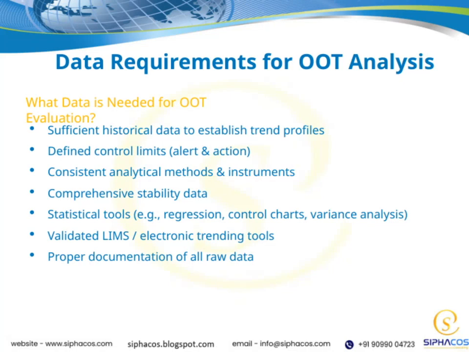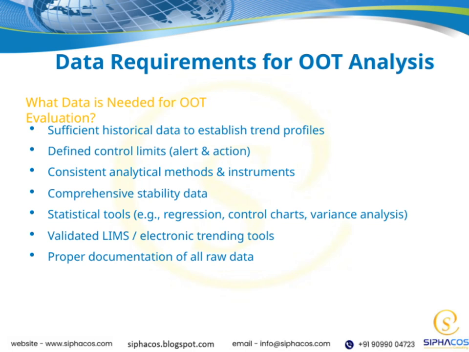Let's talk about what data is needed for out-of-trend, or OOT, evaluation. First, you need sufficient historical data to establish clear trend profiles. This helps us understand normal patterns over time. Next, defining control limits is crucial. These are the alert and action thresholds that tell us when something might be off. Consistent analytical methods and instruments are also essential to ensure data comparability and reliability. We also need comprehensive stability data to verify that processes are stable before making any conclusions.